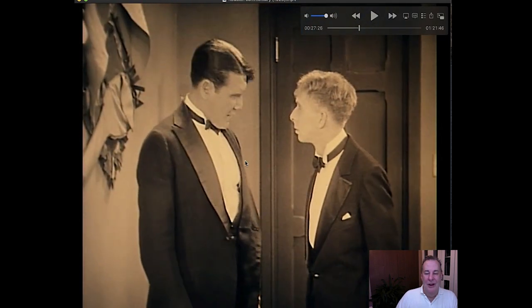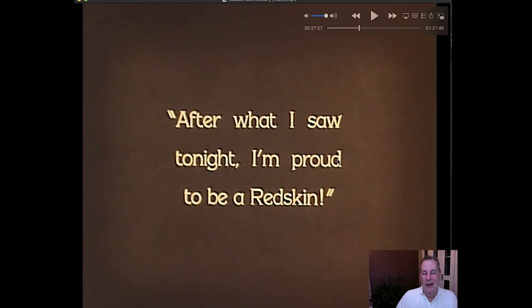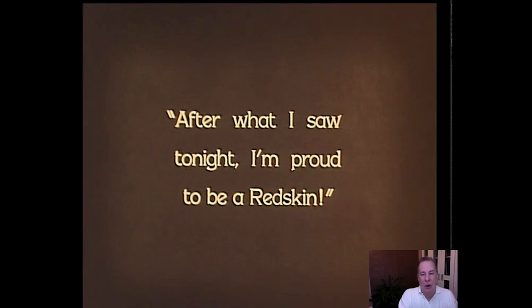And Wingfoot here, this is one of his only friends. So Wingfoot doesn't get angry, but he says, look, after what I saw tonight, I'm proud to be a redskin. And that means all these white people, they think that they are the top of civilization, but they acted so badly. They are down here. Native Americans, Indians, are not low culture people. They're not savages. They're not uncivilized. They are up here. Based on what I saw, the white people are down here. Redskin, Indians, Native Americans are really good people.